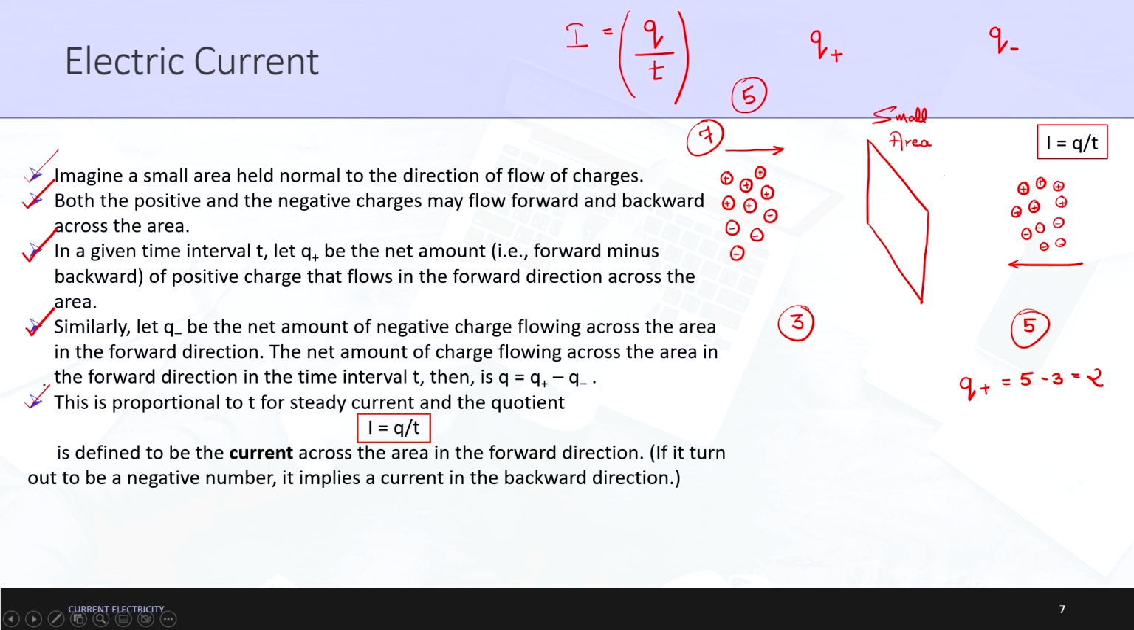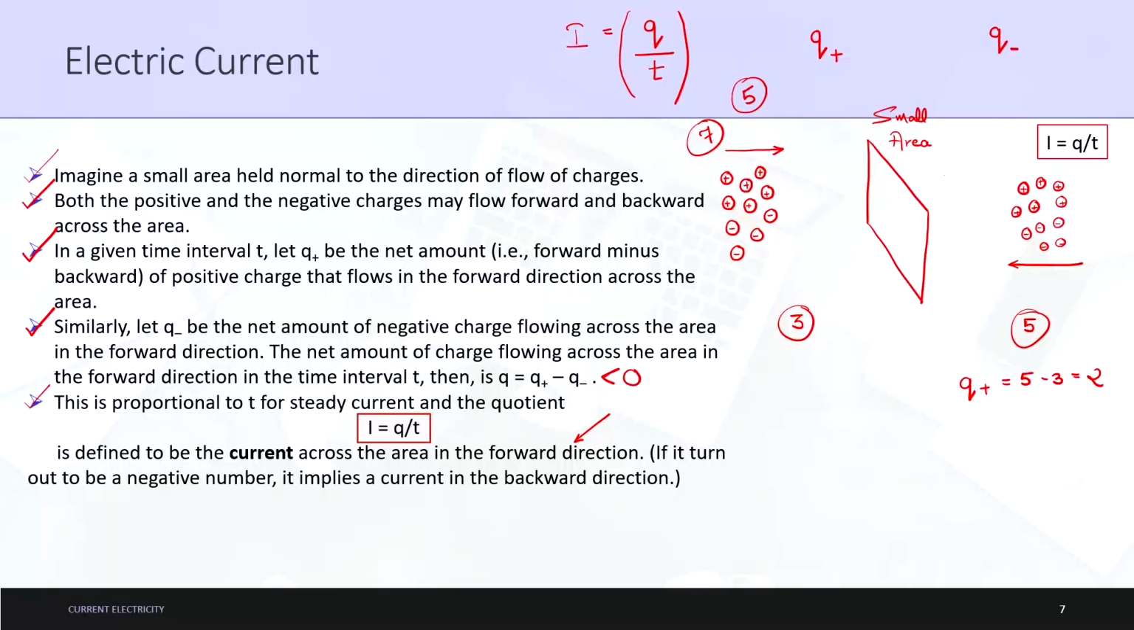So, it is defined to be current across the area in the forward direction. Please make sure this is the current only and only in the forward direction, it is not in the backward direction. Okay. If it turns out to be a negative number, then it implies a current in the backward direction. That means what was happening is, let us suppose this value came out to be negative. If this came out to be negative, it means that the amount of negative charges is greater in this direction than the left direction. That means the current is not in the forward direction, it is moving in the backward direction. That is, the amount of charges being moved from this portion to this portion was much higher than the previous case. So, these were the two cases.